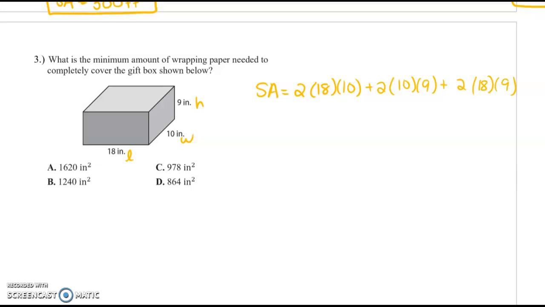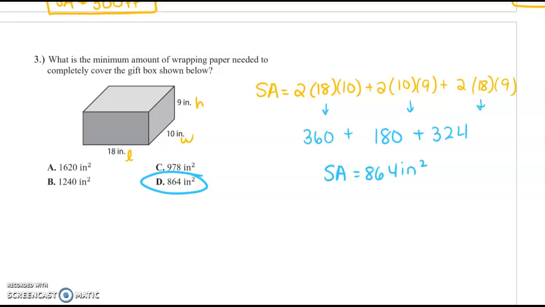Just applying the formula. Do all my multiplication first. So 2 times 18 times 10 is 360, plus 2 times 10 times 9 is 180, plus 2 times 18 times 9 is 324. Add those together, and that's going to give me 864. So surface area is 864 inches squared.